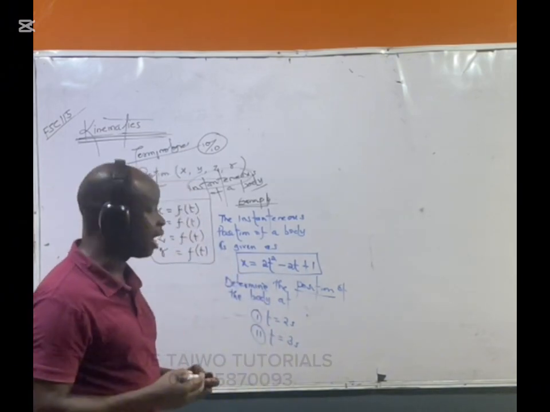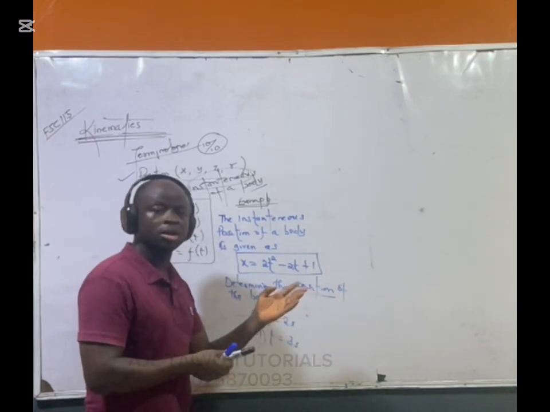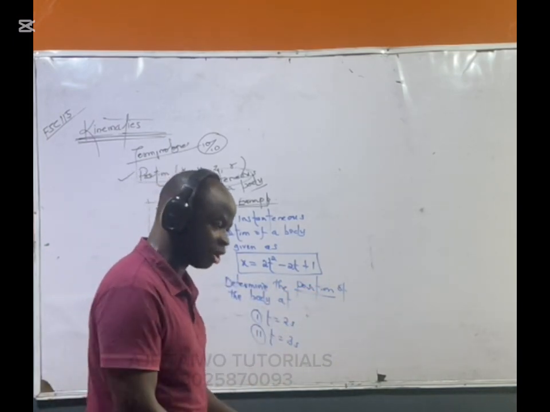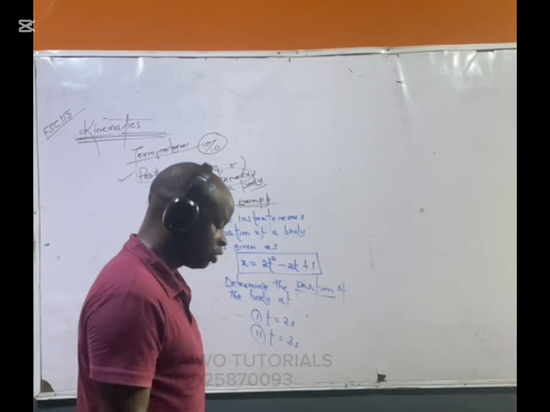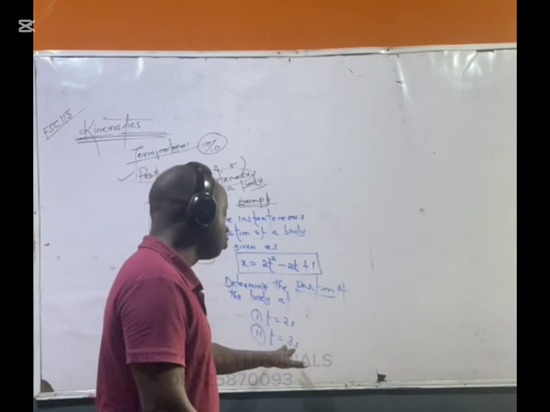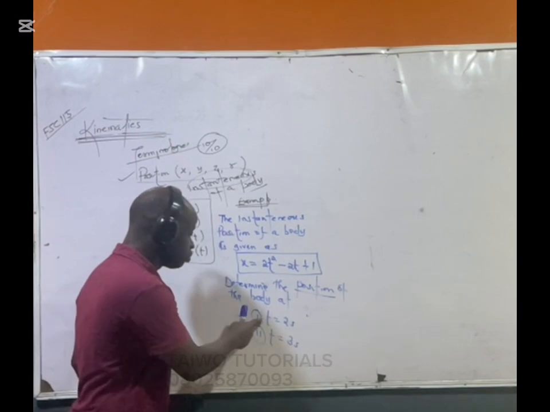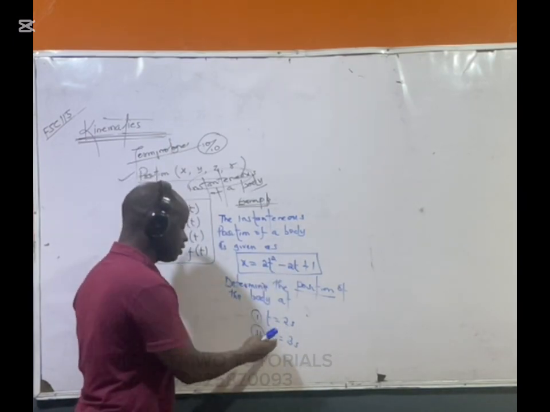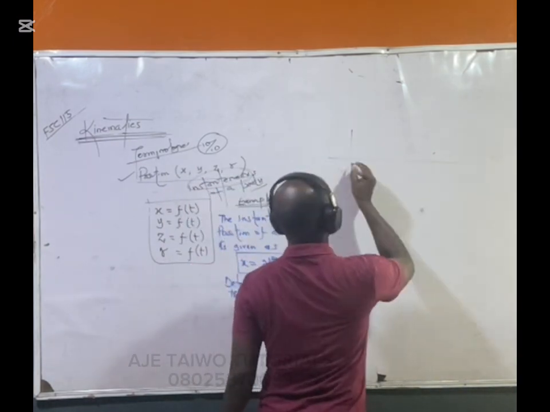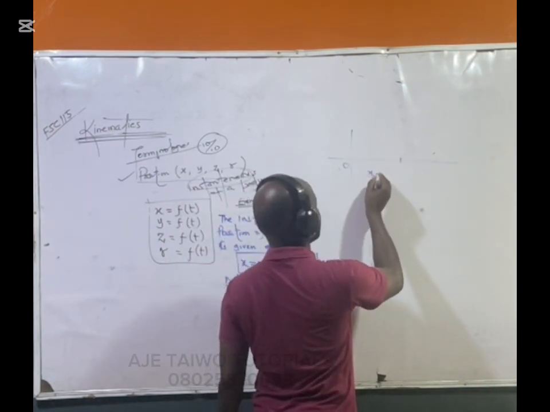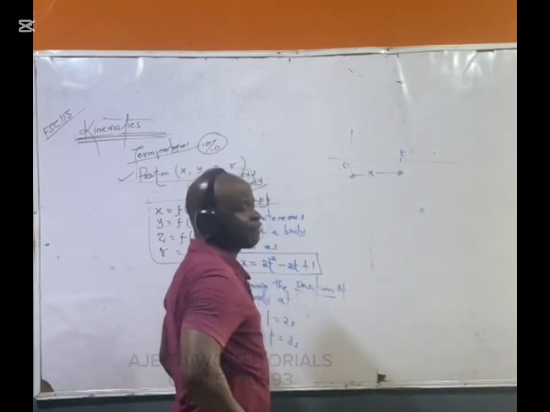Do not forget that your position is a function of time. Where you are is a function of time. Where are you at time t? That is your location. That's your position. So when t is 2 seconds, where are you? When t is 3 seconds, where are you? You are finding your distance x from the origin at a given time t. That's what you are finding.